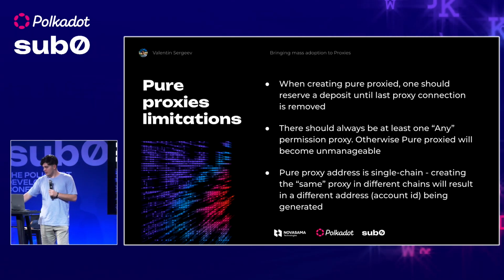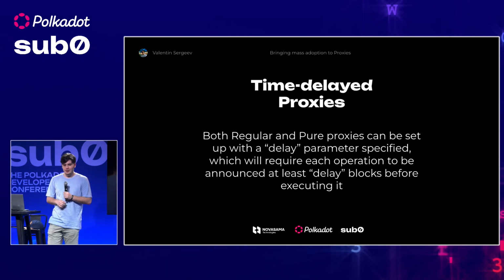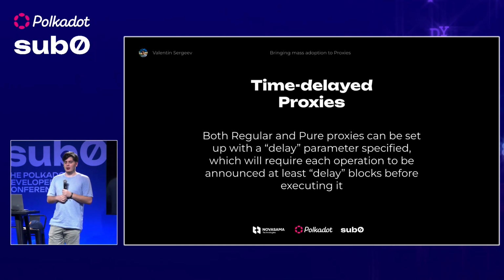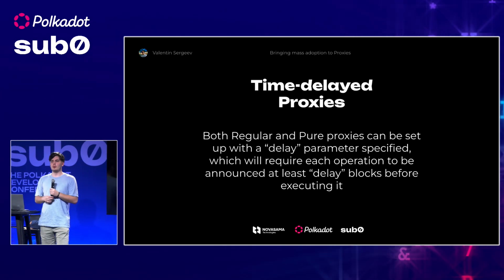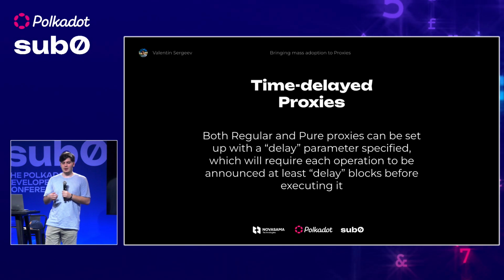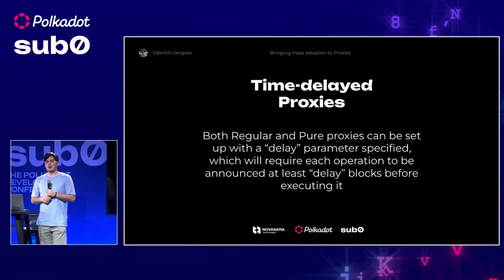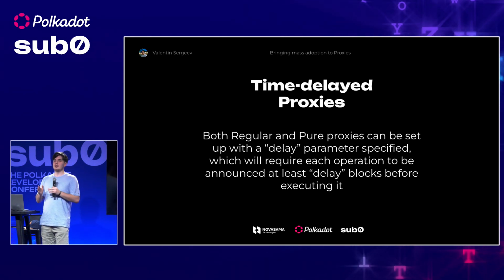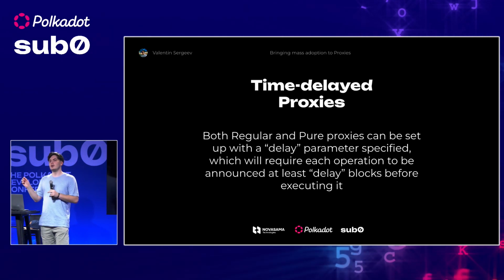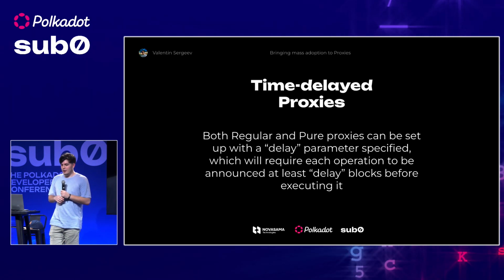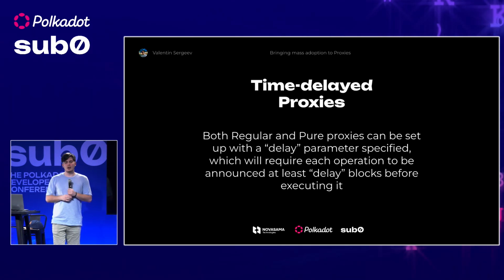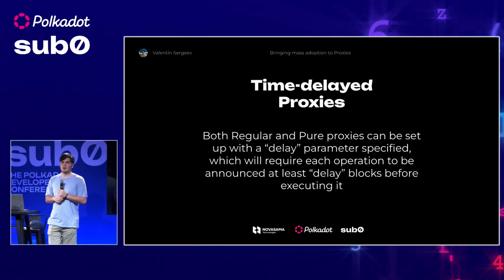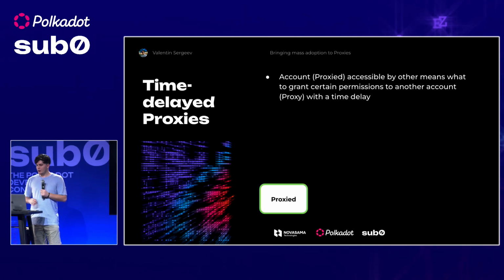All good. Let's move to the final concept in the proxy world. It's not really a separate thing, but you can set up a time delay on your proxies. Both regular and pure proxies can be set up with a delay in order to delay any operation. You first need to announce it, then wait until a certain period passes, and only then can you execute it. While this seems like a simple thing, it opens doors for really interesting setups, which we'll review a little bit later.